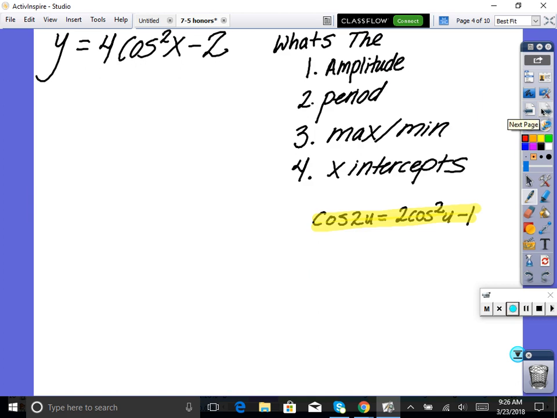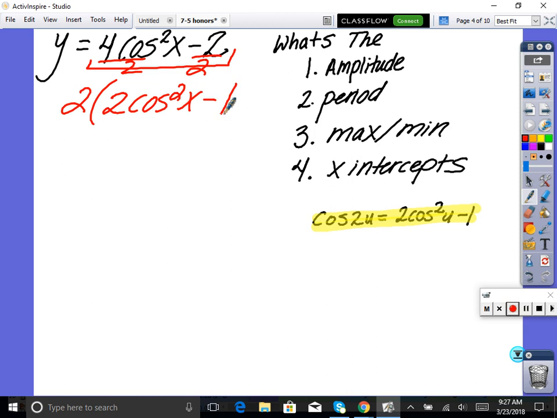Okay, let's look at this one. y equals 4 cosine squared of x minus 2. Now here's the thing. We have not graphed cosine squared, have we? We've only graphed cosine. We want it to be just a cosine because we know how to graph just cosine. So I look at this and say, well, what can I factor out? The 2. So then divide by 2, divide by 2. So then left is 2 cosine squared x minus 1.